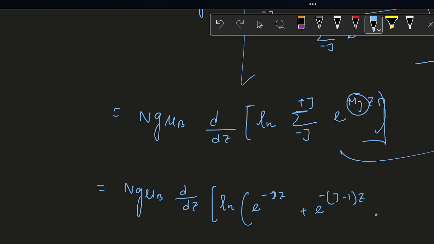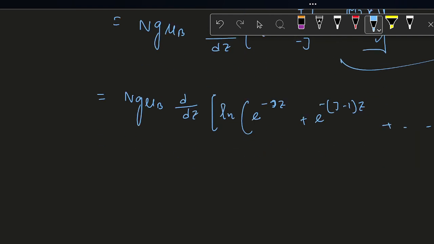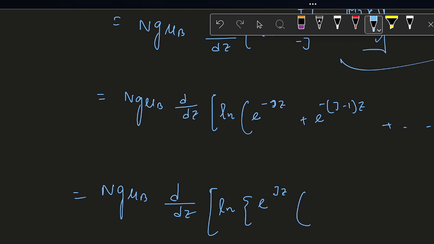or you can write it the other way around also. So we are starting off with minus j, so the next term is minus j minus 1, then all the in-between terms, and then we are finishing off with e to the power plus j minus 1 z plus e to the power of jz. We have just expanded out our series, and now n g mu B. If you look carefully, you will see that this is a geometric series sum, because you can take e to the power jz as common. So let us now write down the series from this side for simplicity.